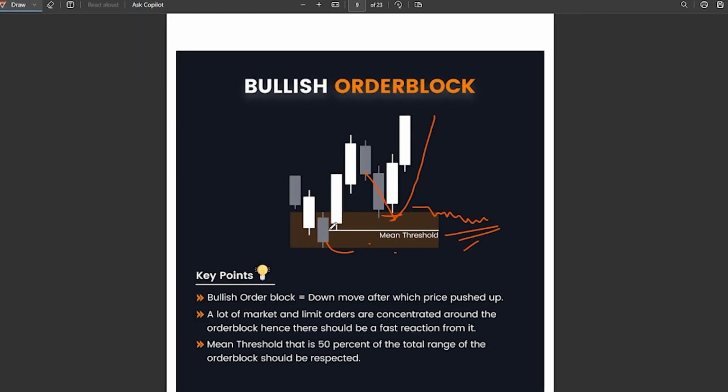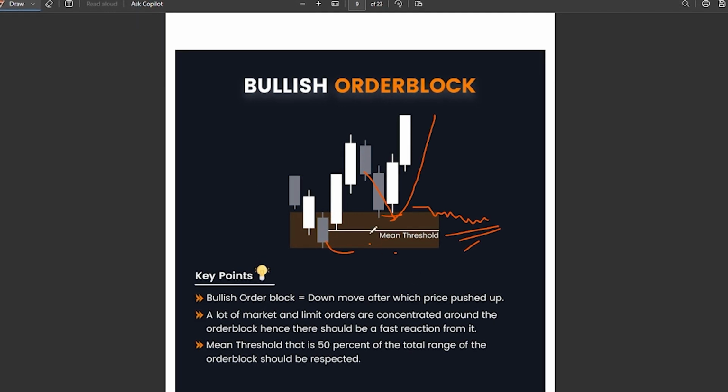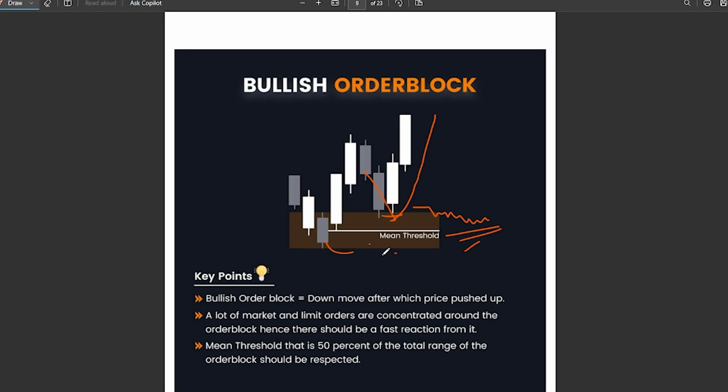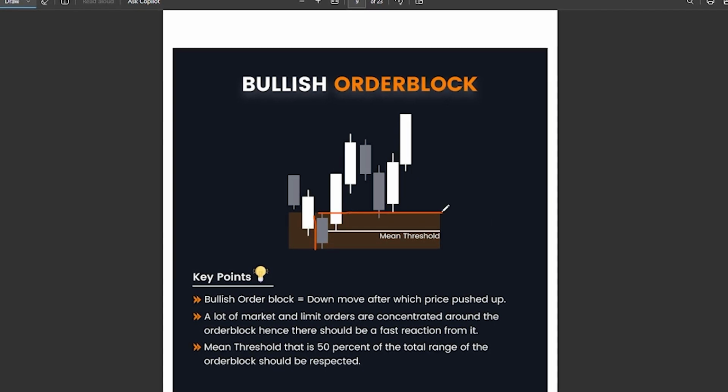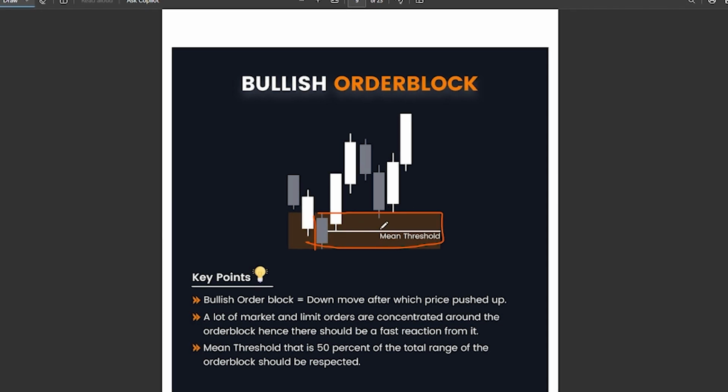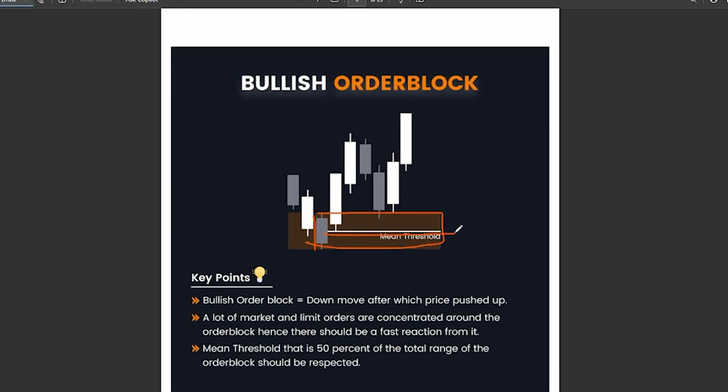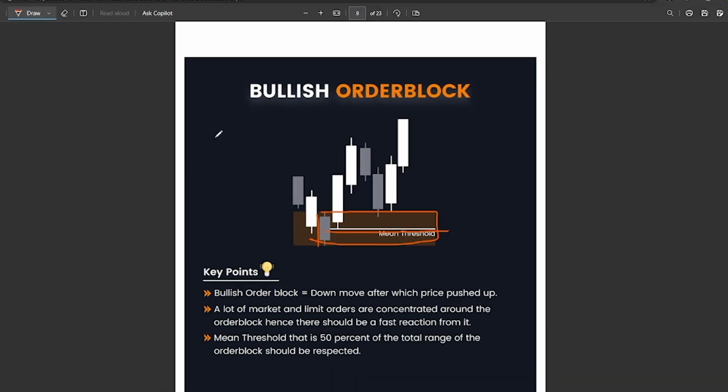Secondly, the reaction from the bullish order blocks must be fast because there are many limit and market orders resting here. Thirdly, for price to give an optimal reaction from this order block, the price must not cross the mean threshold. Now what is the mean threshold? Mean threshold is basically the 50% of the entire bullish order block candle.